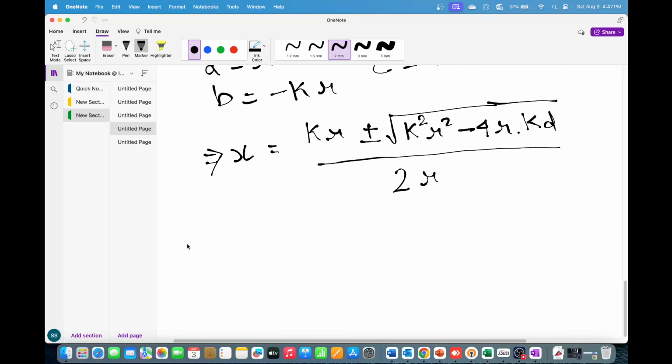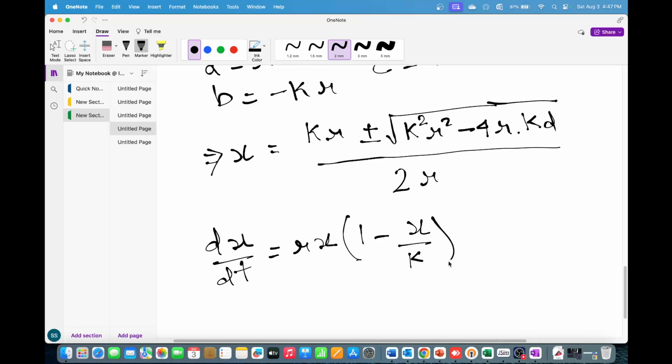Now what was our equation? If you remember, I will write it here again. dx/dt = rx(1 - x/k) - d. This was your equation, and this is the solution of this equation at steady state, when it is 0 at steady state.